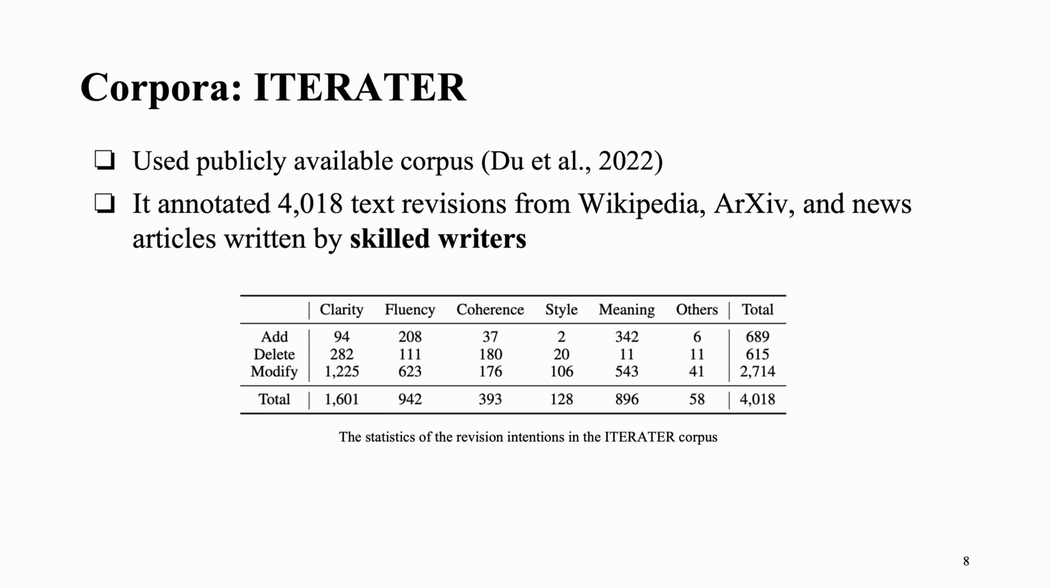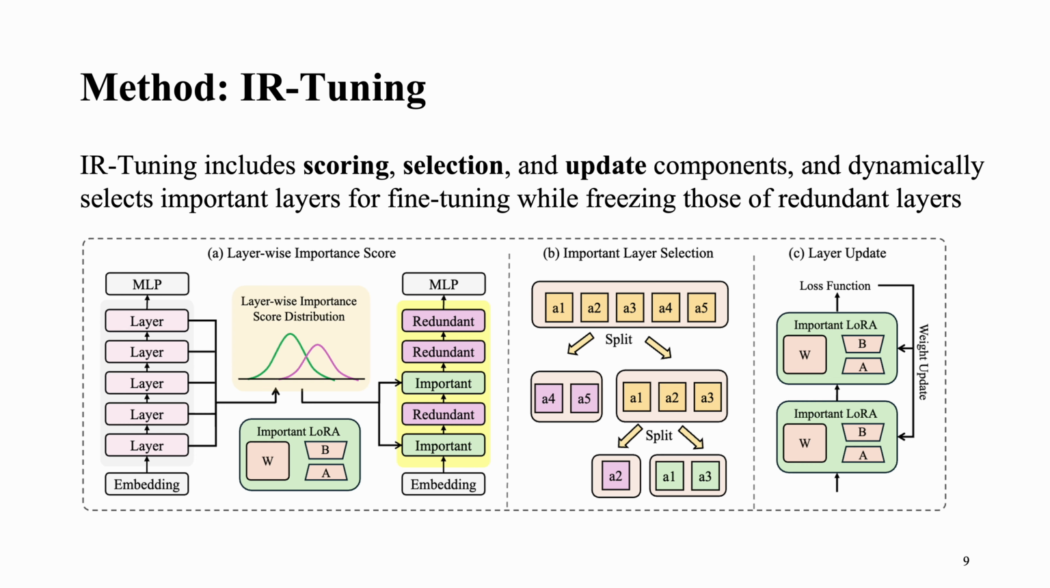Therefore, we propose IR Tooling. IR Tooling includes scoring, selection, and update components, and it can dynamically select important layers for fine-tuning while freezing those redundant layers.